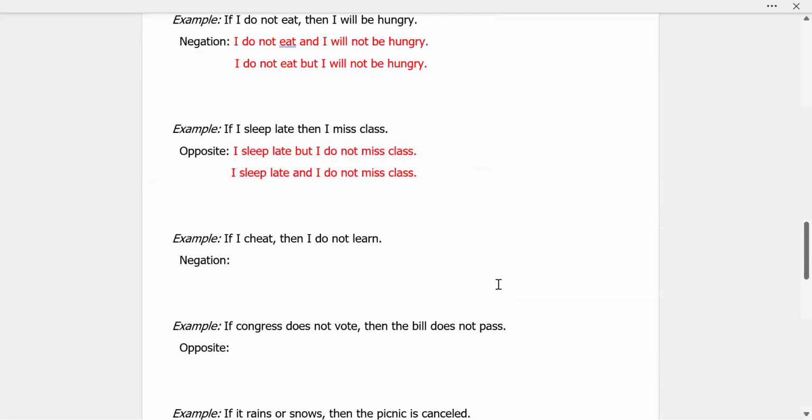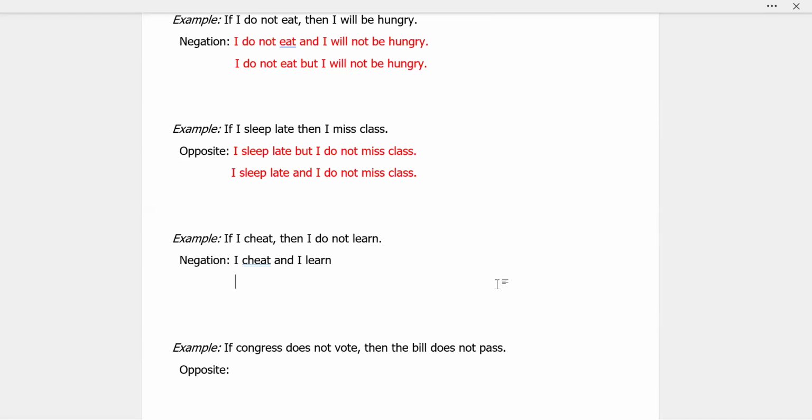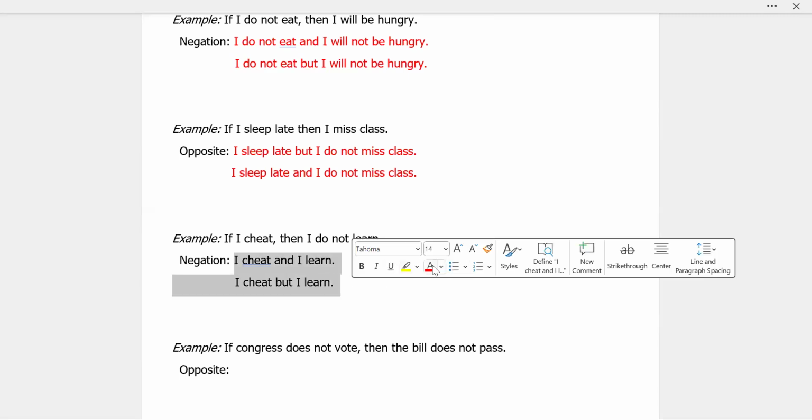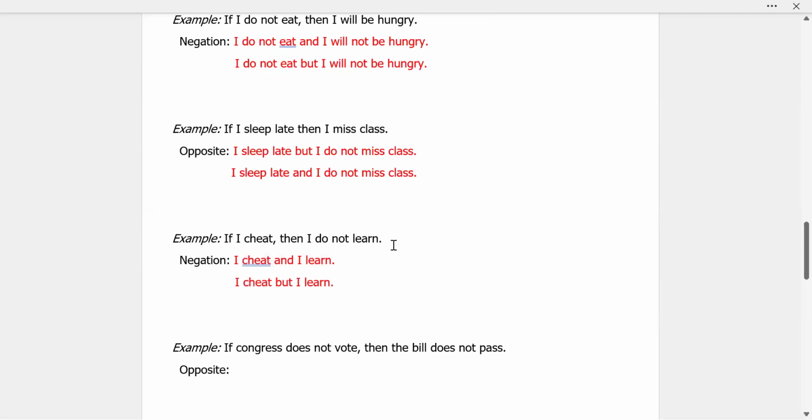If I cheat, then I do not learn. So the opposite or the negation would be I cheat and I learn. Or I cheat, but I learn. So the hypothesis stays the same and the conclusion changes.